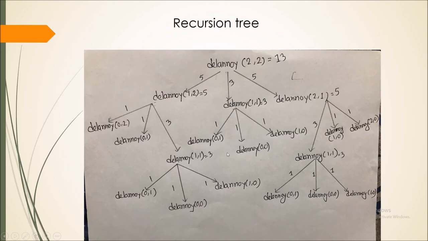We have 1, 1. 1, 1 is not the base case, so we will move forward. We have 0, 1, 0, 0, 1, 0. So we will have 3 as an output of this.